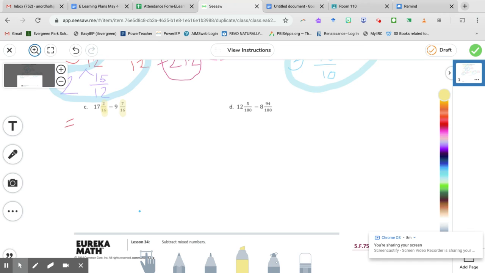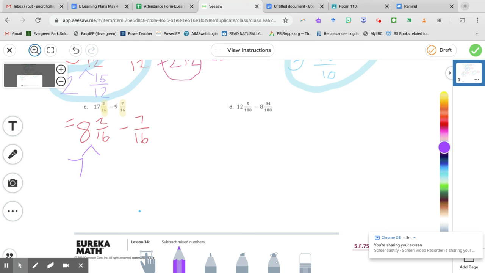I look at my fractions. I cannot subtract those, so I need to do something. But let's start by subtracting our whole numbers. So I have 17 minus 9. I know that's 8. I rewrite my fractions. Still can't do that, so I know I need to break it apart.